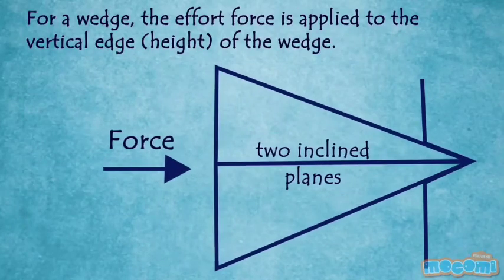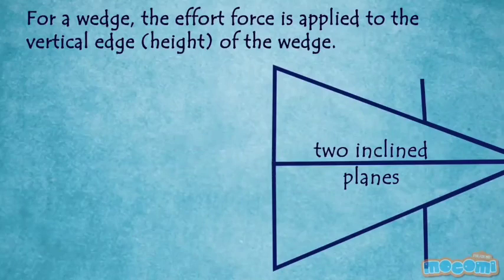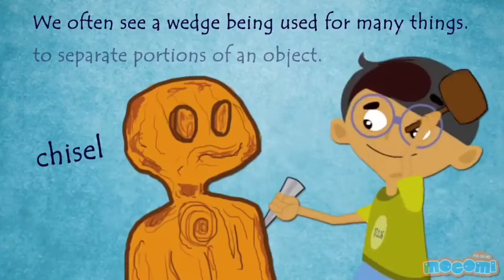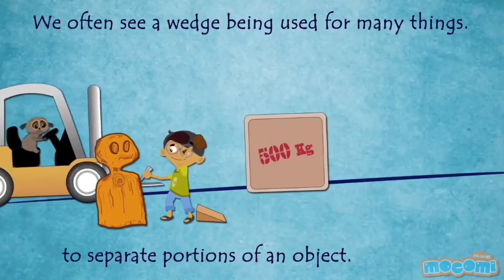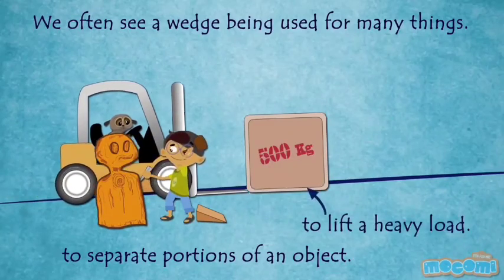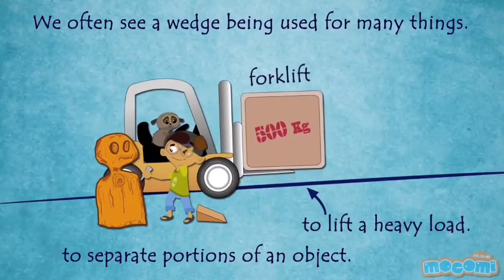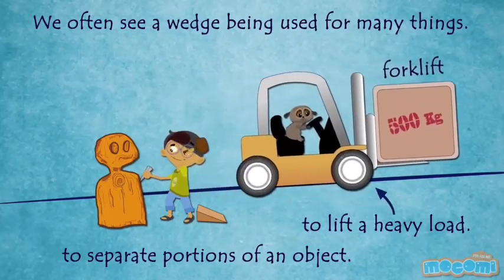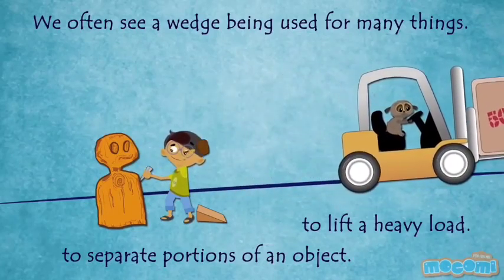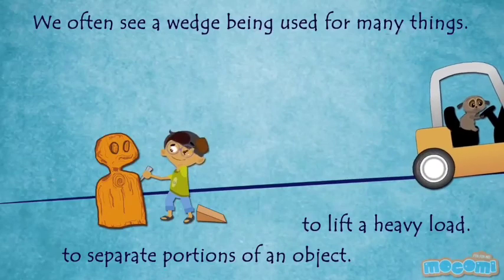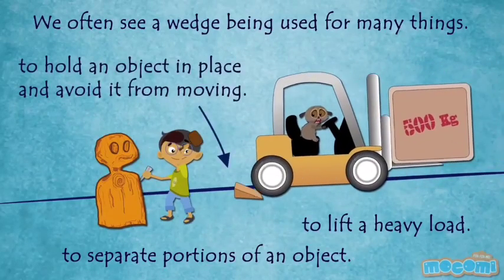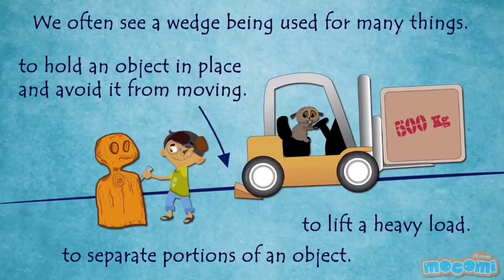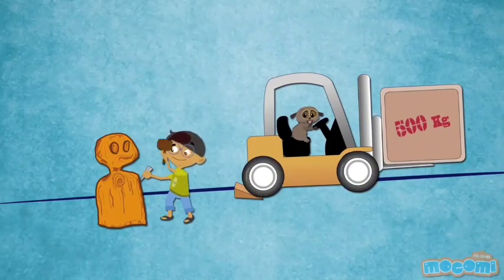For a wedge, the effort force is applied to the vertical edge of the wedge. We often see a wedge being used for many things, like to separate portions of an object, to lift a heavy load, or to hold an object in place and avoid it from moving.